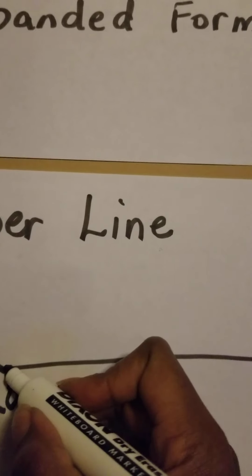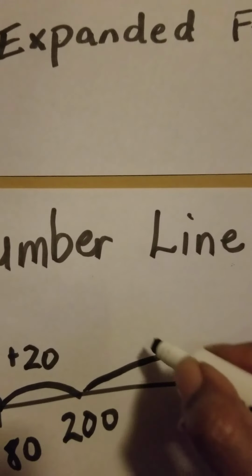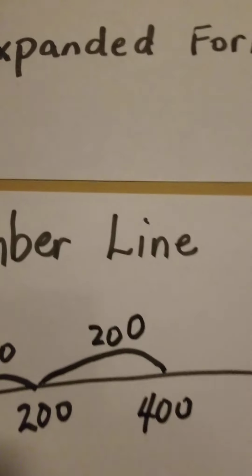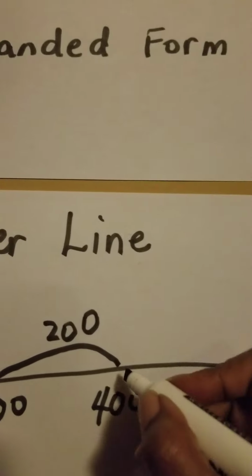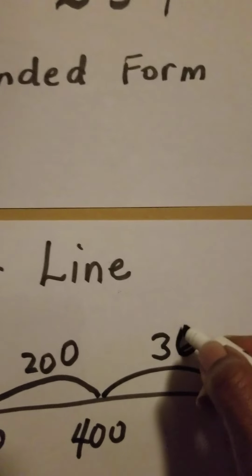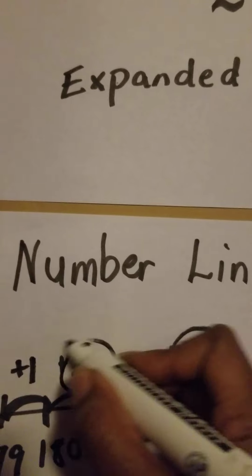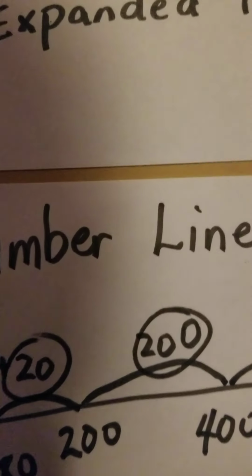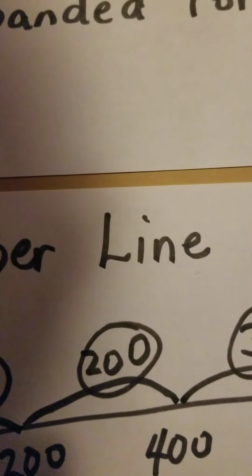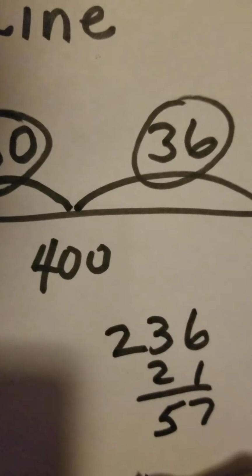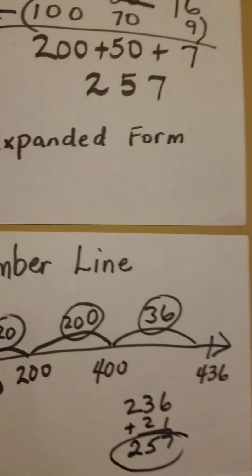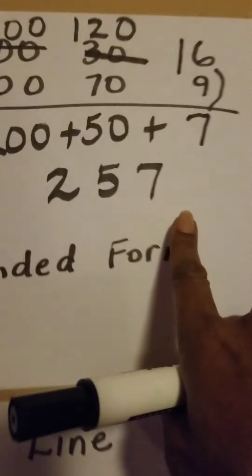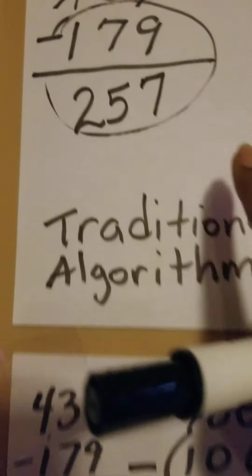Let's get to 400. 200 to 400, we had to add 200. Now we're at 400. We need to get to 436. Just add 36. Now all we have to do is combine the numbers on top. So we have the 236 plus the 21. We get 257. Okay? So of course you see 257, 257.